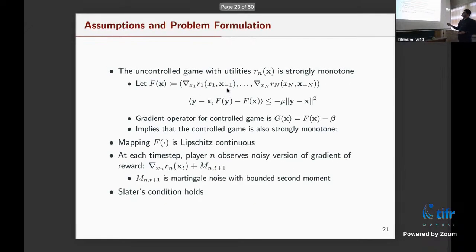Is the beta playing the role of some kind of shift? Yes, they are basically that. And this implies that the controlled game is also strongly monotone, so nice to control. The mapping is Lipschitz continuous. The players observe a noisy version of the gradient. The noise is standard martingale noise with bounded second moment, and we also assume that Slater's condition holds, so that the point is actually feasible.